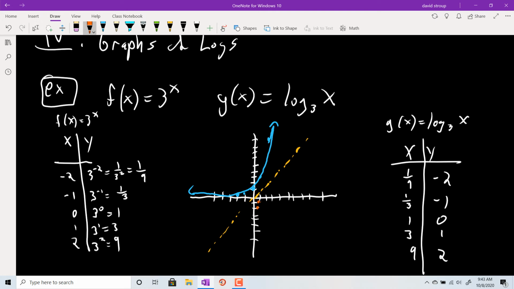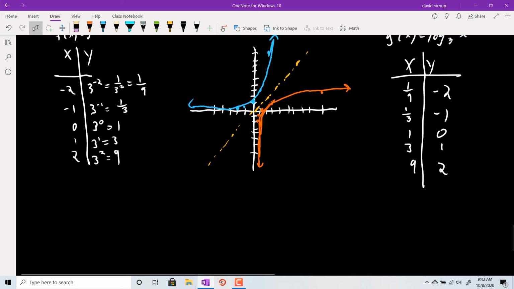1/3, -1. 1, 0. 3, 1. And then 9, 2. Okay, so it's going to look like this. Kind of. Okay, so it's going to get really, really super close to the y-axis, like that. Okay, so the red graph is a graph of a logarithm.